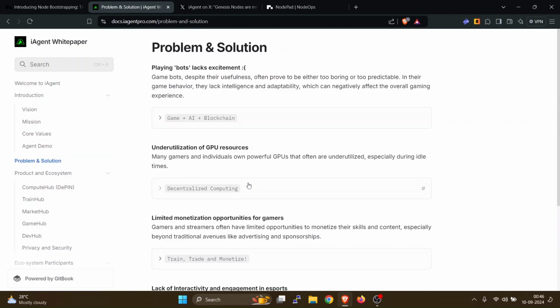So let's look at the problem and solution of the project, because every project has some problems and you have to find the solution.